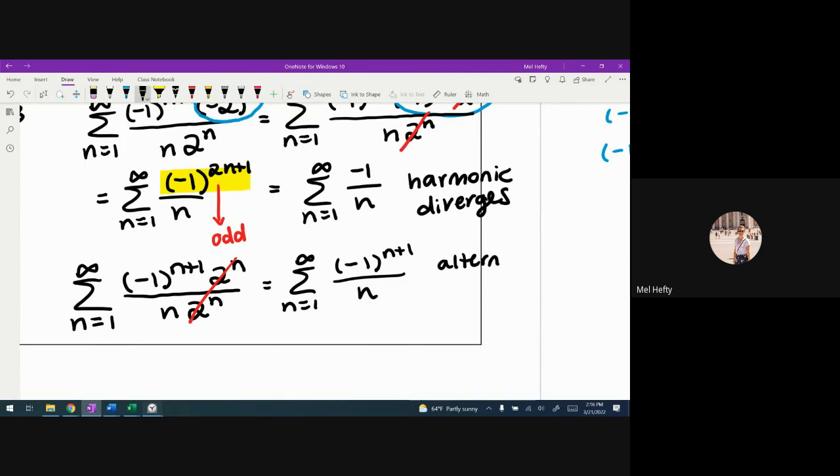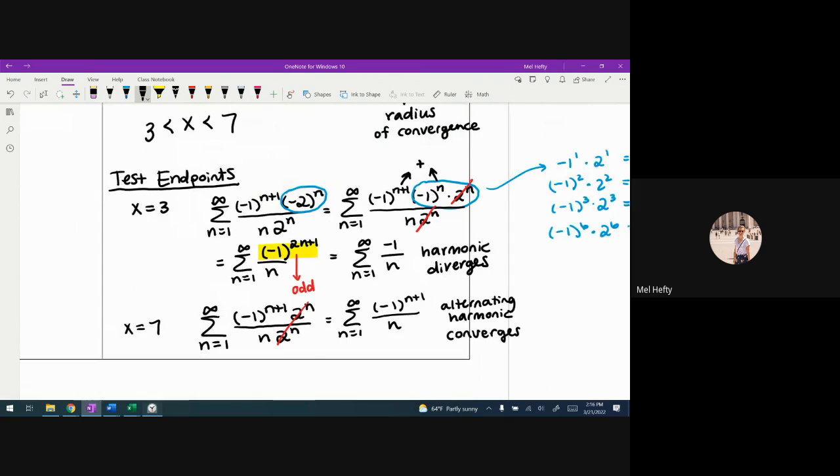This one definitely alternates, right? So this is the alternating harmonic. So what does that do? Converges. So let's see what I learned.